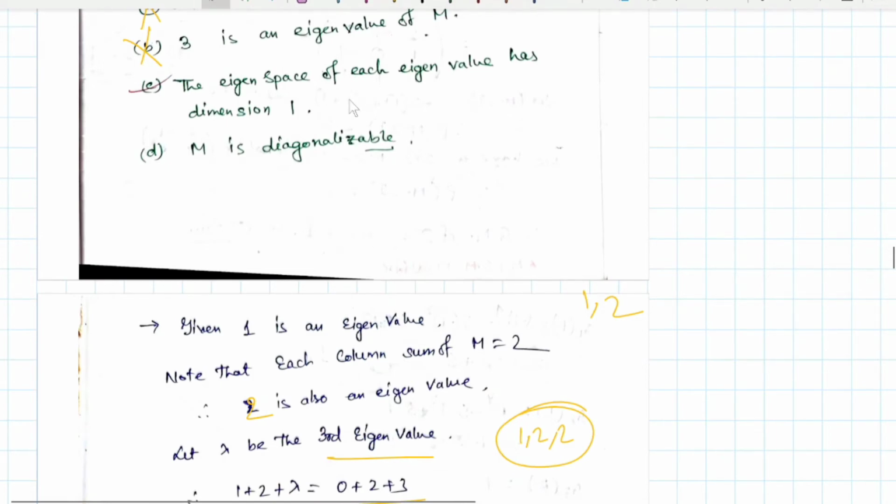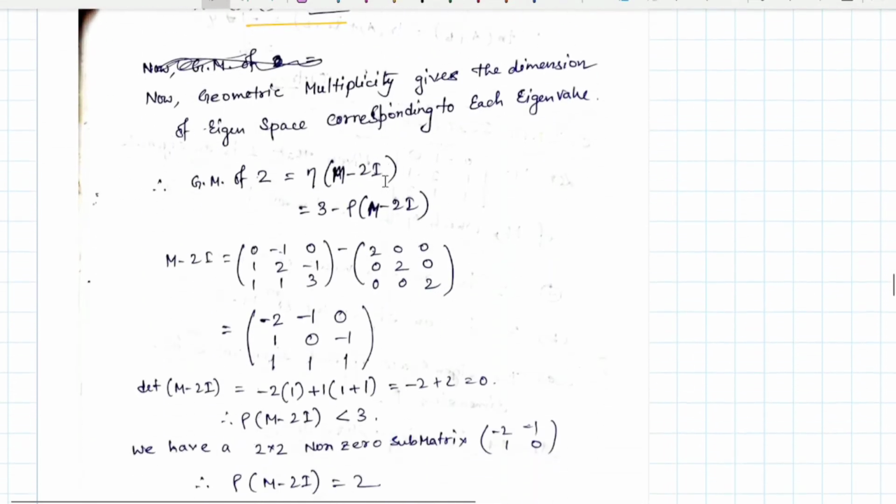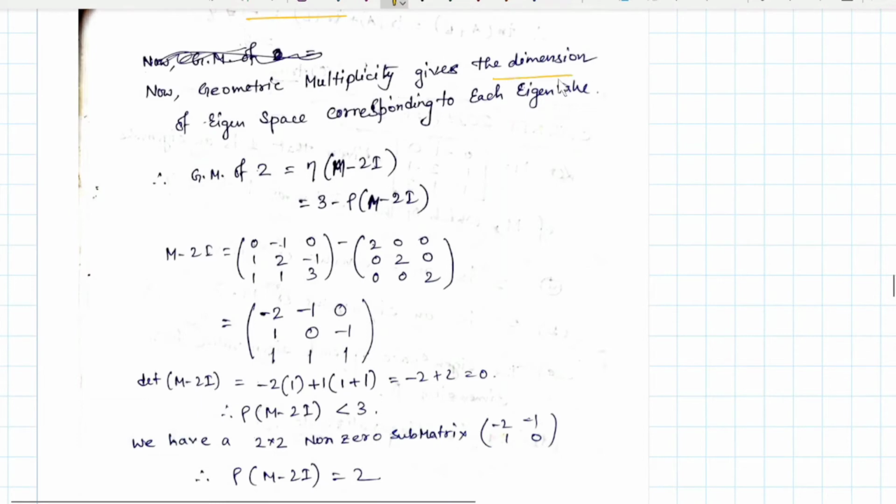That means we have to calculate the GM for each lambda i and check whether it is equal to 1 or not, for option C, since geometric multiplicity gives the dimension of the eigenspace. Then option D. Geometric multiplicity gives the dimension of the eigenspace corresponding to each eigenvalue. Therefore GM of 2 is equal to the nullity of M minus 2I, so 3 minus... GM means what? The rank of this matrix.